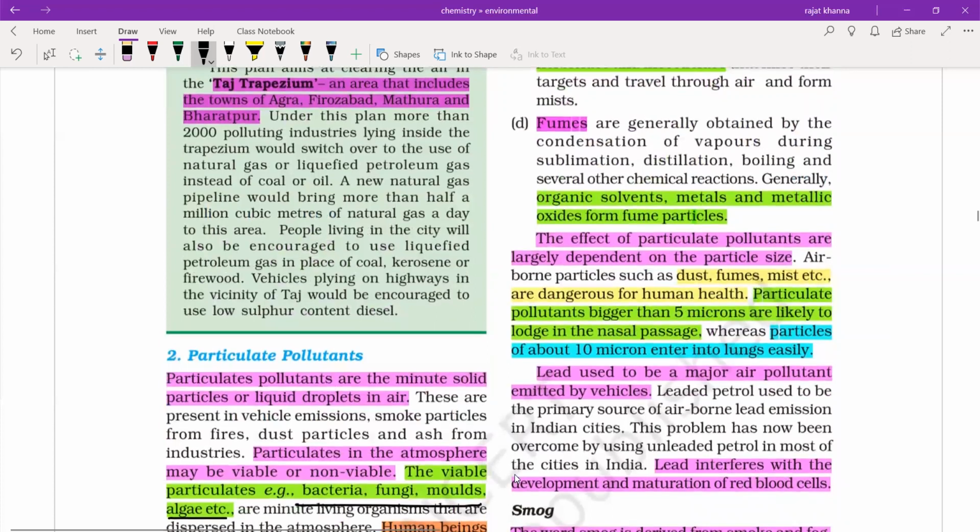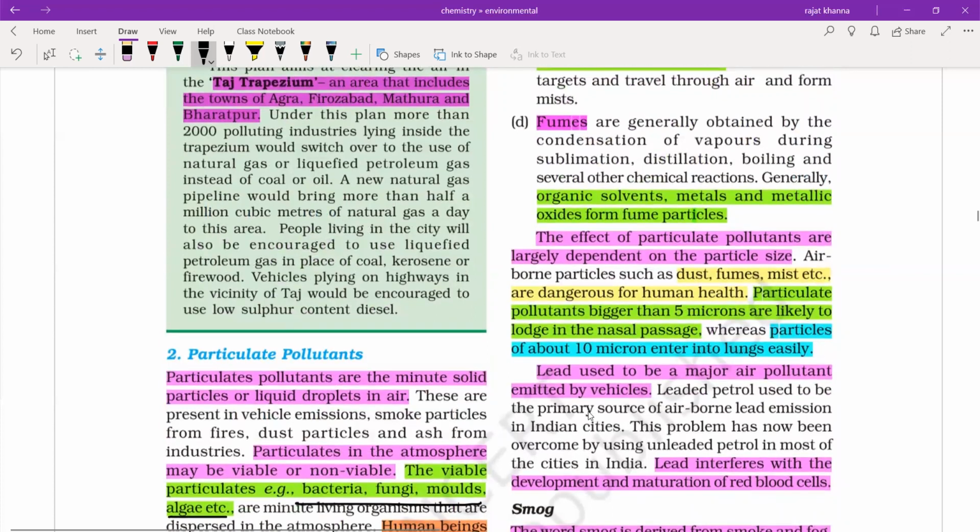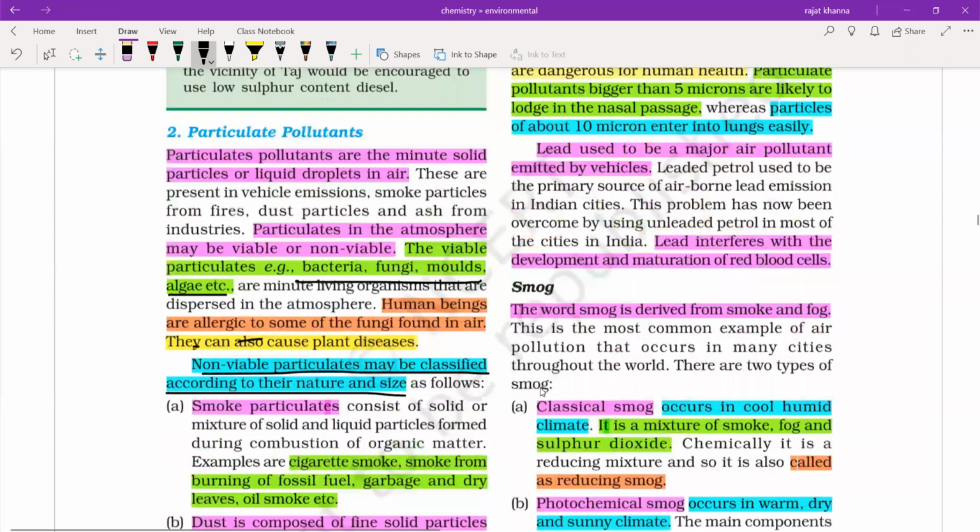The effects of particulate pollutants are largely dependent on particle size. Dust, fumes and mist are dangerous to human health. Particulate pollutants bigger than 5 microns are likely to lodge in the nasal passage, while particles of about 10 microns enter the lungs easily. Lead used to be a major air pollutant emitted by vehicles. Lead interferes with the development and maturation of RBCs.